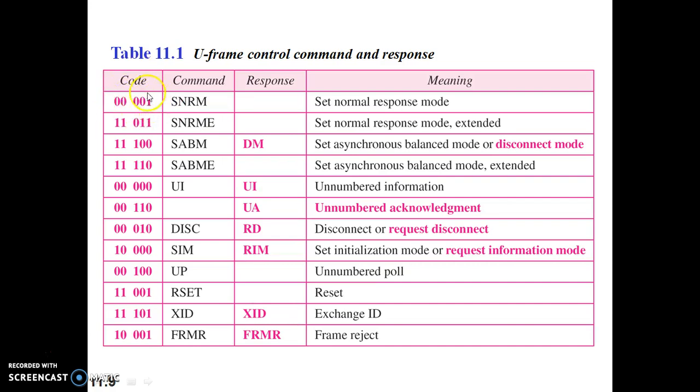The most common types are, you can see here, the 2-bit prefix and 3-bit suffix giving a 5-bit type for your U frame, where the command is SNRM. So this SNRM is nothing but set normal response mode. If your U frame contains a code as 00001, that means the command is SNRM, which is set normal response mode. Like this, you can see the U frame control commands and the responses.